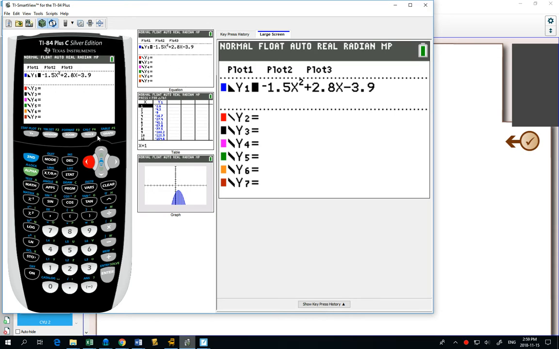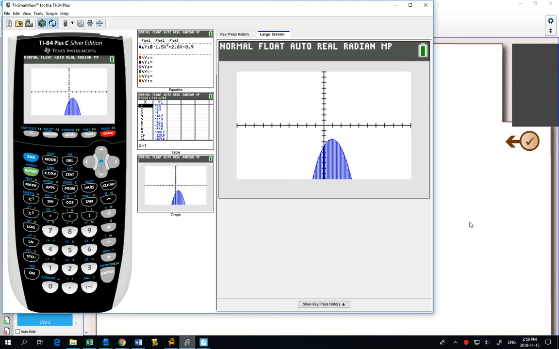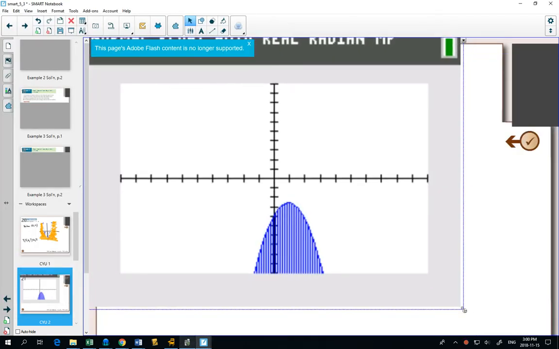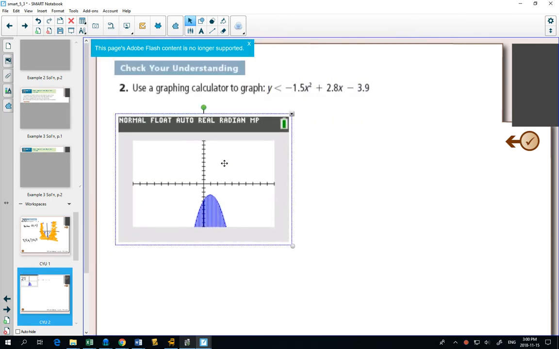So once we've got our graph, yeah, I'll be right there.